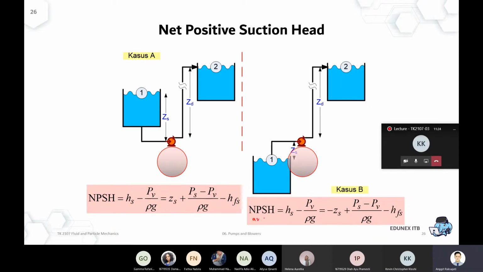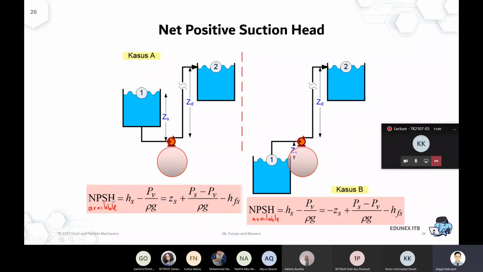Okay, so that's the NPSH. To be more specific, there are two terms of NPSH that are used in the industry. There is NPSH available, which is calculated using the formula, and the other term is NPSH required, which is not calculated but completely provided by the supplier of the pump.